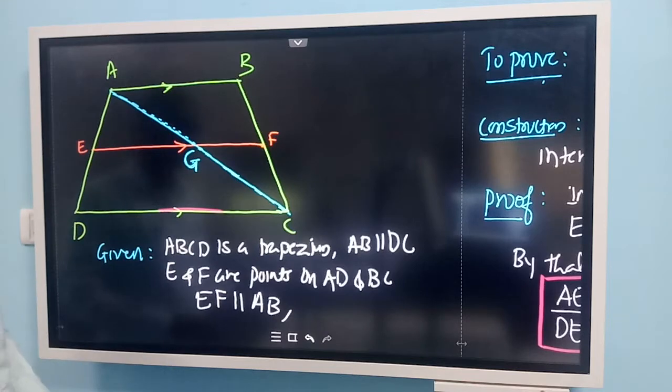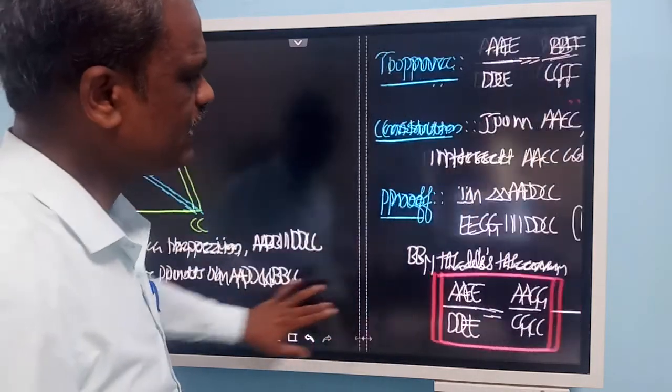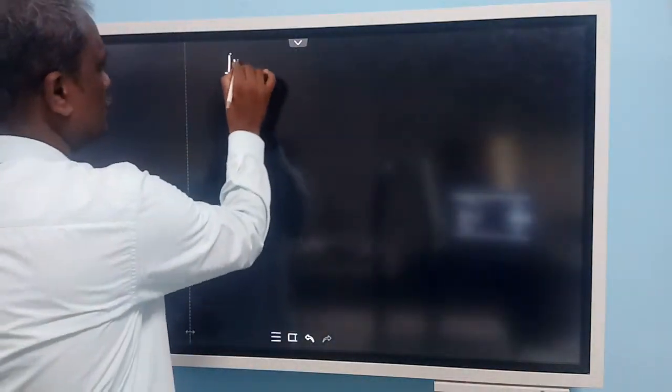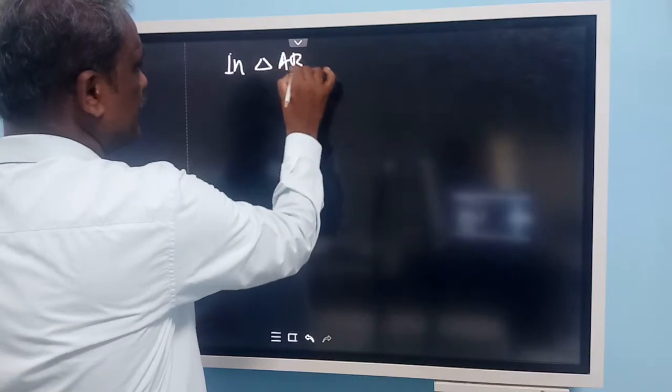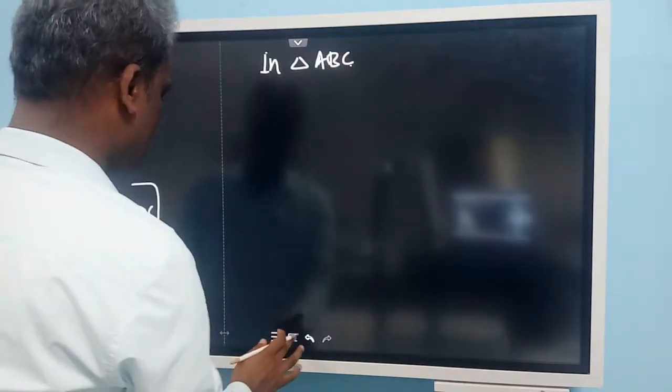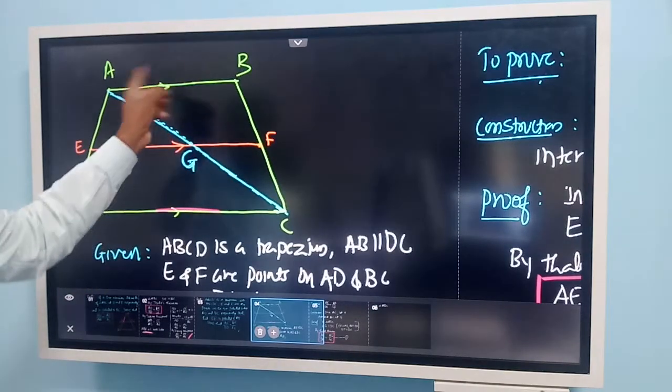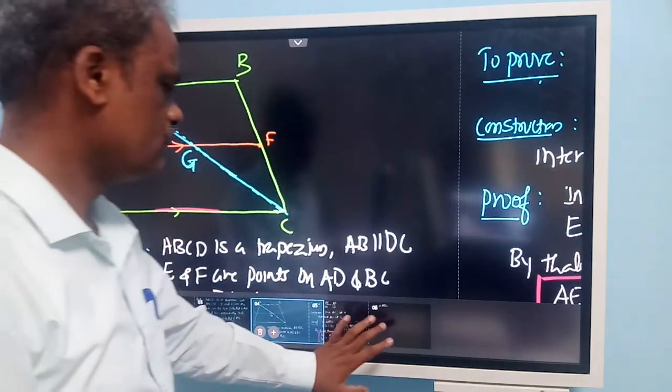Is it clear? Now we have one more triangle. Can you tell me which is the triangle so that we can apply Thales theorem again? ABC. So let us take the triangle ABC. In triangle ABC, now you will tell me, in triangle ABC, GF is parallel to AB, isn't it?